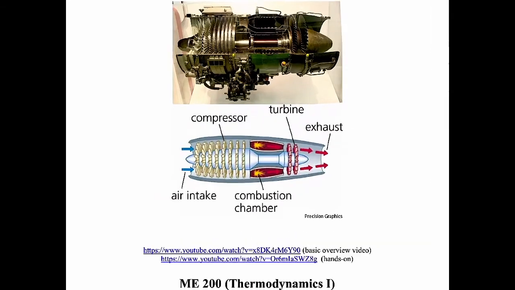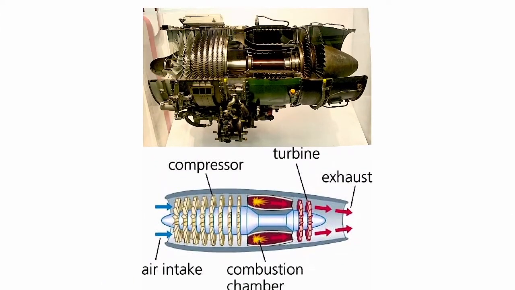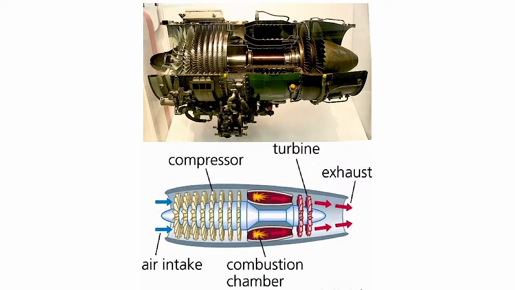Today we'll be talking about this Brayton cycle. The application is really gas turbine engines like what you see on the screen here. The top picture is of a cutaway gas turbine engine, and the bottom picture is just a schematic, a cartoon of the same device. What happens in this kind of gas turbine engine is you have air coming in from the left side, moving toward the right.